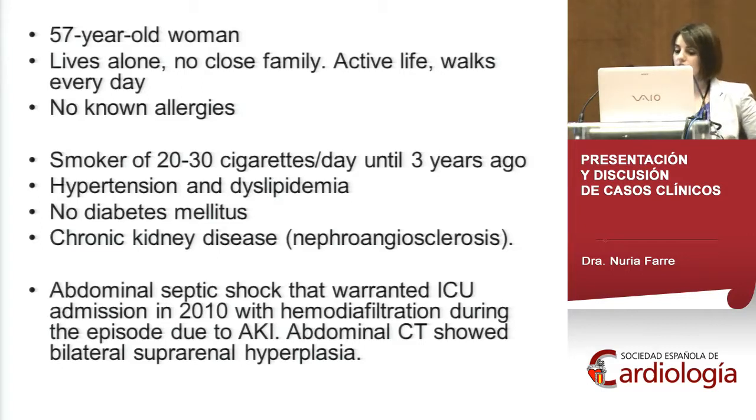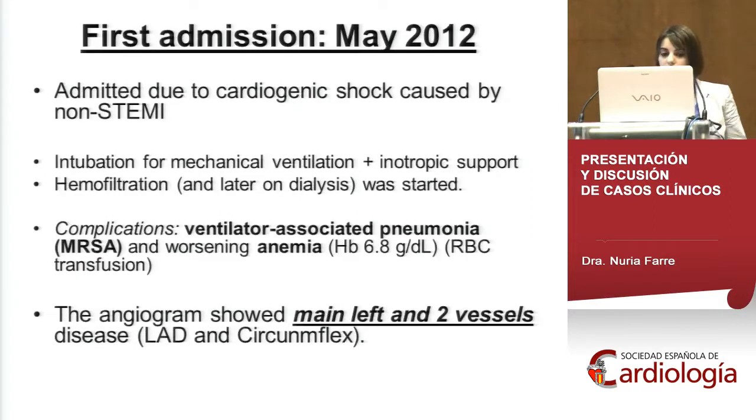She also had chronic kidney disease, and her first admission was in 2010, when she went to the ICU due to abdominal septic shock. She required hemofiltration, but her renal function recovered enough that she was discharged off renal replacement. Her history with us started in May 2012. She was at the renal clinic discussing permanent access for dialysis when she had a sudden onset of shortness of breath. She was hypotensive and had to be intubated.